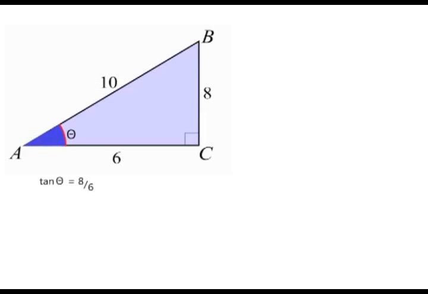Tan theta is equal to 8 over 6, that is opposite over adjacent. Tan theta is equal to 1.3333. And now we need to find the angle whose tangent is 1.3333. We call it the inverse of tan theta. So we write tan inverse of tan theta is equal to tan inverse of 1.3333. To find the angle, we just reverse what we did.